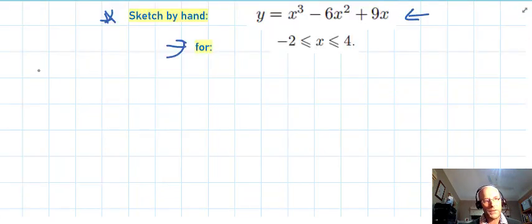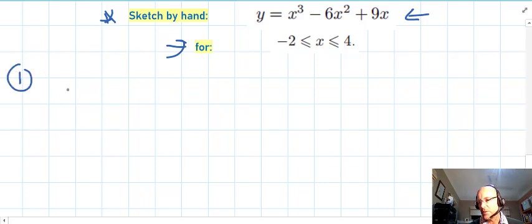Following our 7 magic steps, I'll even number them for you if you like. Alright, so the first one is the y-intercept. If you're watching this video in developmental order, you'll know how to find a y-intercept. The y-intercept is when x equals 0. So we've got the function above there, and really you can look at that.